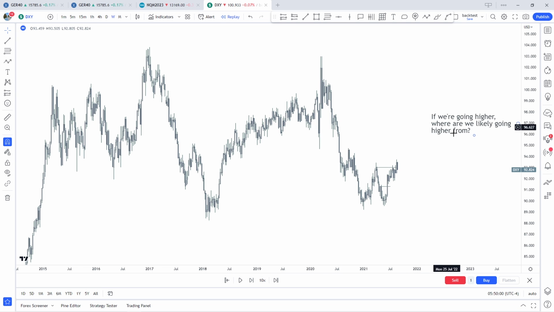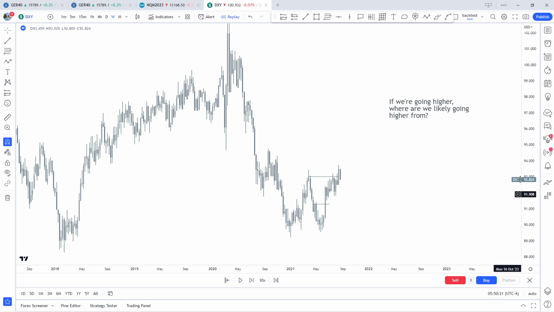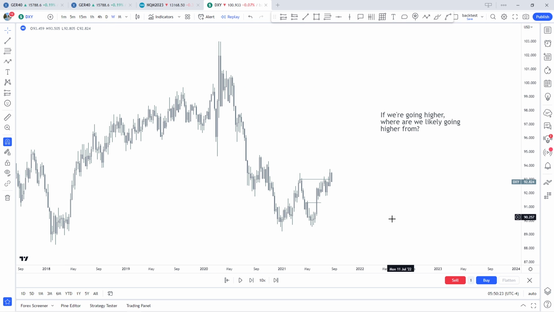This is the only thing you need to know. If we are going higher, where are we likely going higher from? And from there you react if our plan fails. Now, another mistake I think a lot of people make is they are not sure what the first line of defense is. So the first line of defense in here, the first line of support is this breaker. If this breaker is the first line of support, can we expect price to come all the way back down here and then go higher?